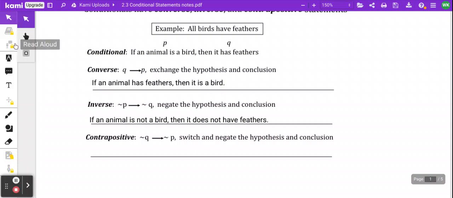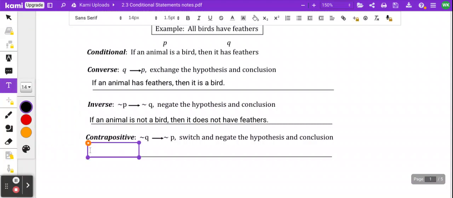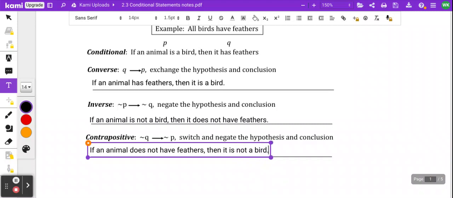Let me just write it down and then I'll try to explain it. So I am going to write, if an animal does not have feathers, then it is not a bird. You probably wonder whether the statements are true or false. You can think about it, but in class we'll discuss it.